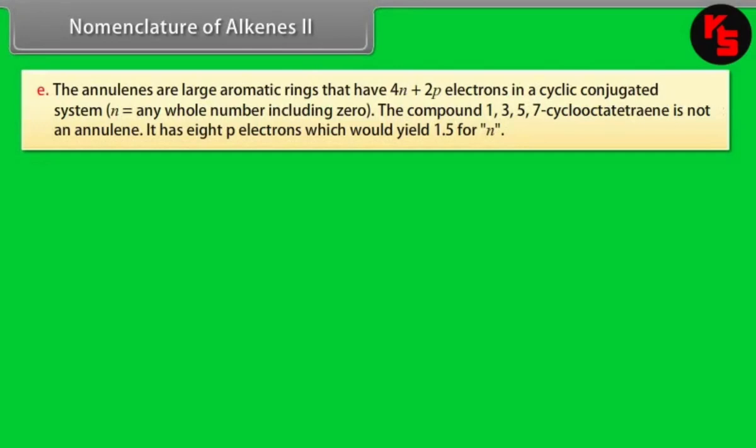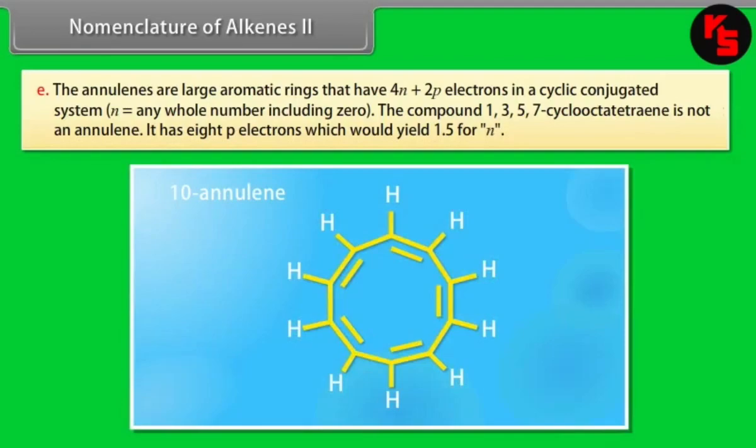E. The annulenes are large aromatic rings that have 4n plus 2 pi electrons in a cyclic conjugated system. That is, n is equal to any whole number including 0. The compound 1,3,5,7-cyclooctatetraene is not an annulene. It has 8 pi electrons which would yield 1.5 for n. Structure of 10-annulene.